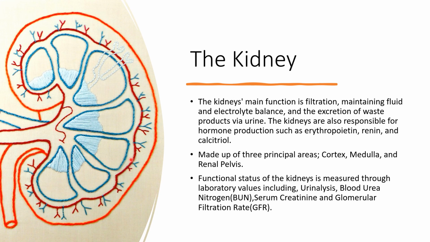in the intestines. The kidney is made up of three principal areas: the cortex, which is this outer shell right here, the medulla, which is this inner section right here, and the renal pelvis, which is actually this orange section right here, which is where urine flows into. The functional status of the kidneys is measured through laboratory values, including urinalysis, blood urea nitrogen, serum creatinine, and glomerular filtration rate.